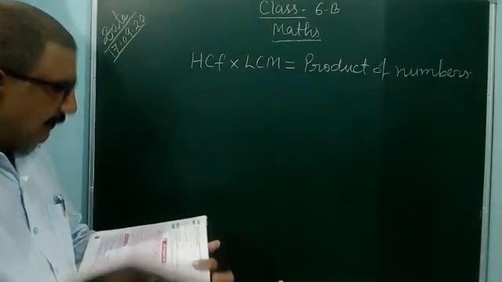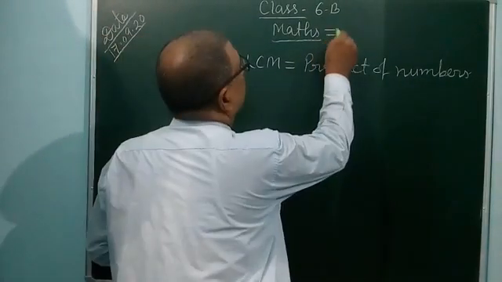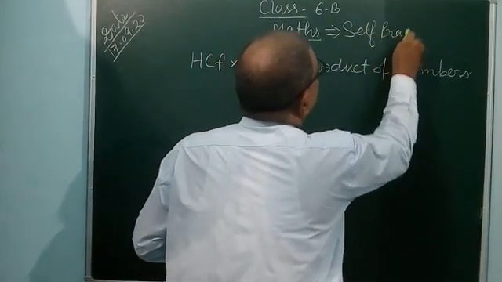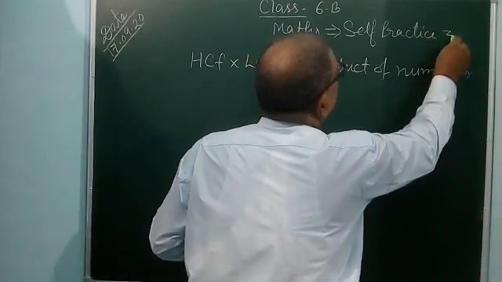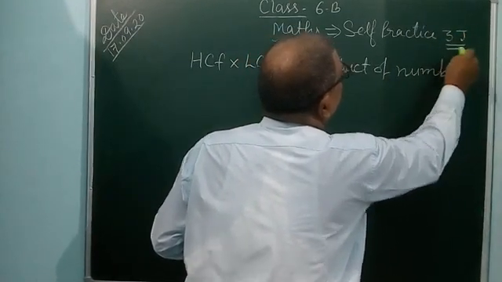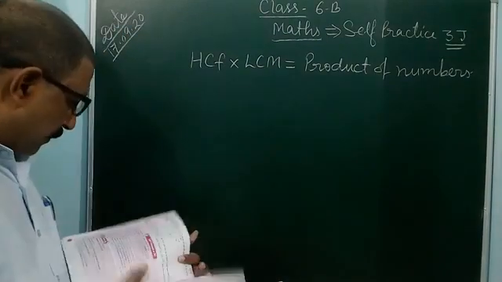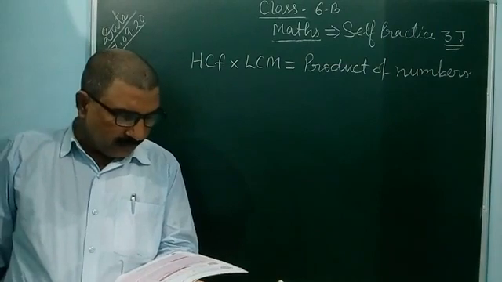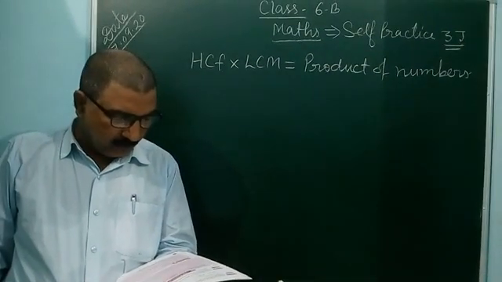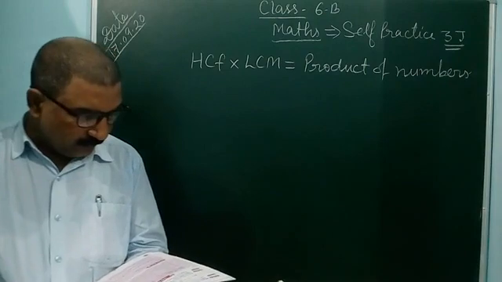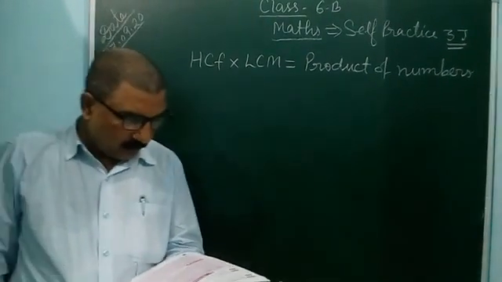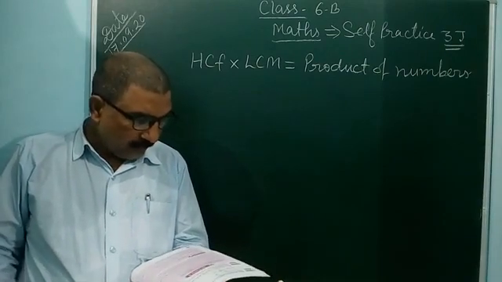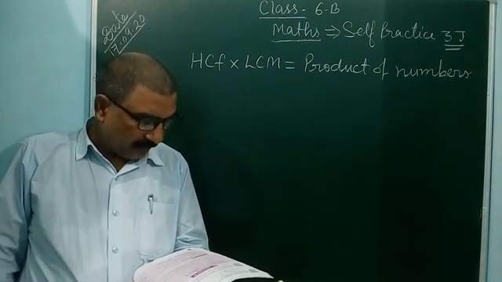3J, self practice 3J, you can do. Here, in the first question, it is given: complete the following table. One has been done for you. It is given serial number, column 1 and column 2. In column 1, the first one, A, has been done.